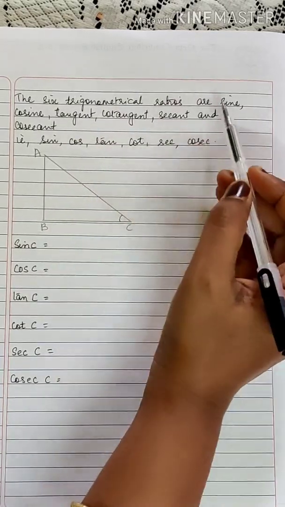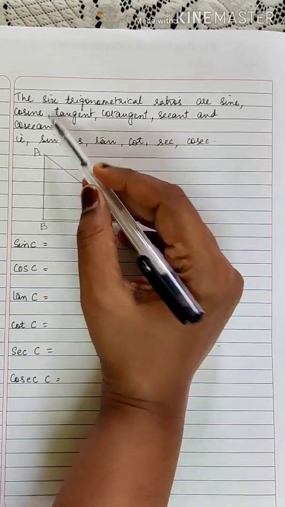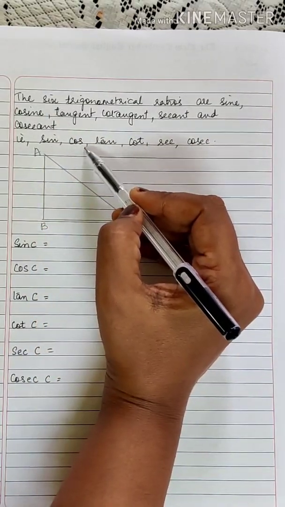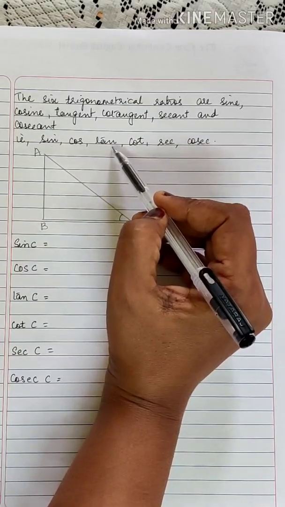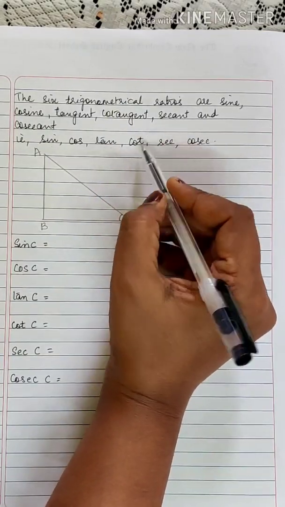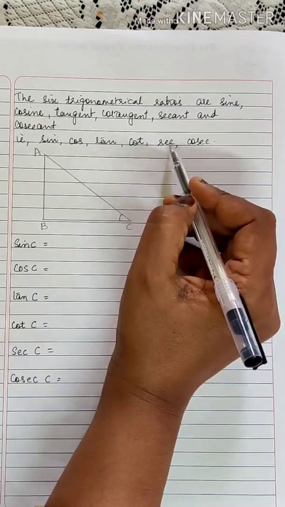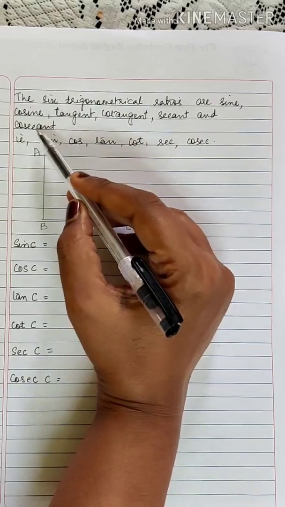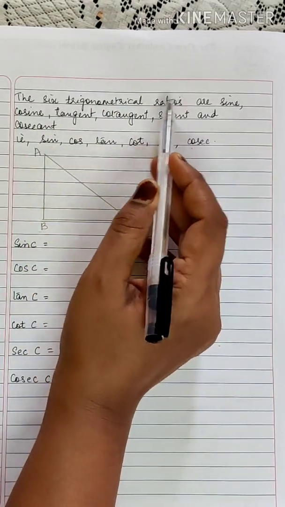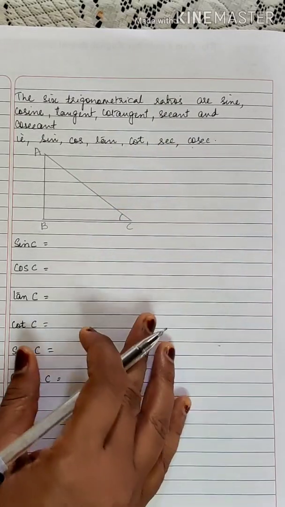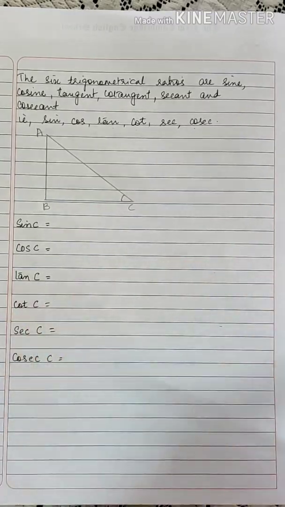Now how do you represent them? Sine is represented by S-I-N, sin. Cosine is C-O-S, cos. Tangent is represented by T-A-N, tan. Cotangent is represented by cot. And secant is S-E-C, sec. And cosecant is C-O-S-E-C. These are the short forms of these 6 trigonometrical ratios. Now, how to define these trigonometrical ratios? We will see that.